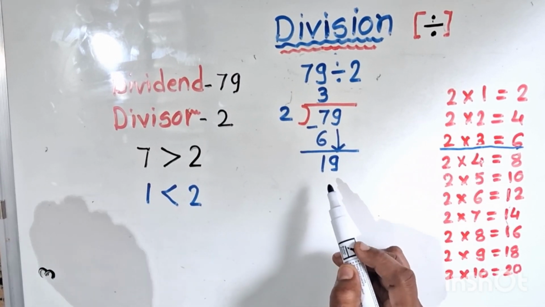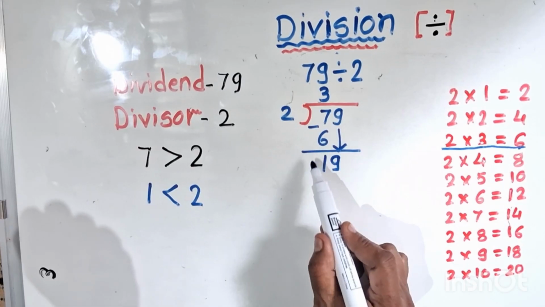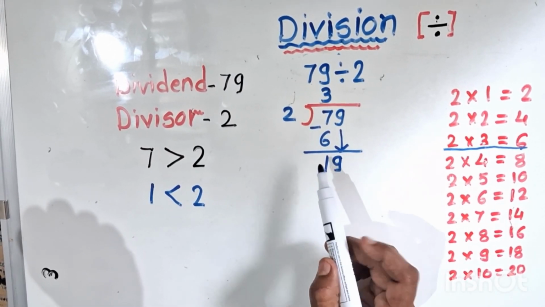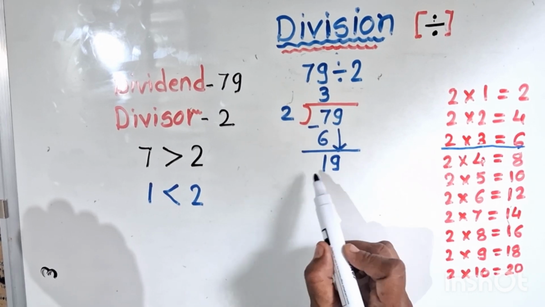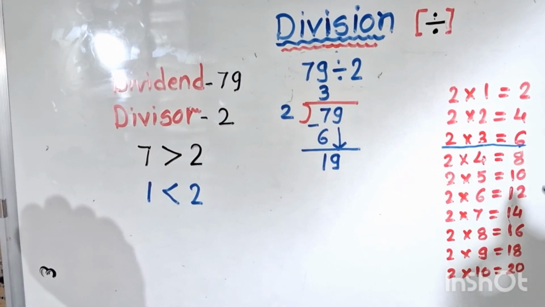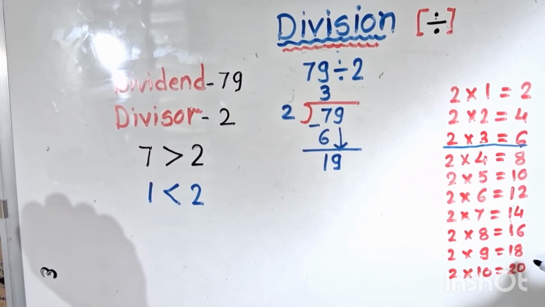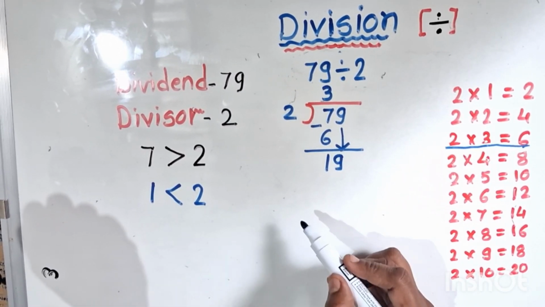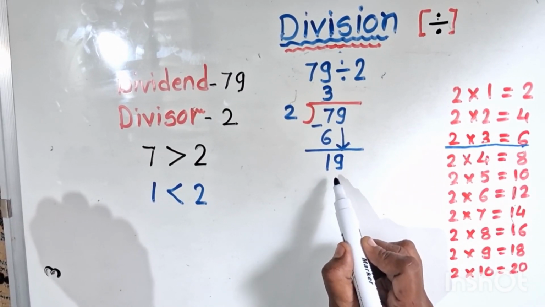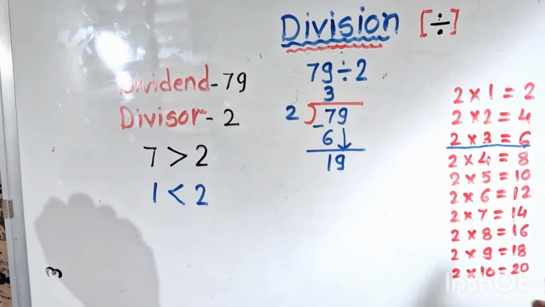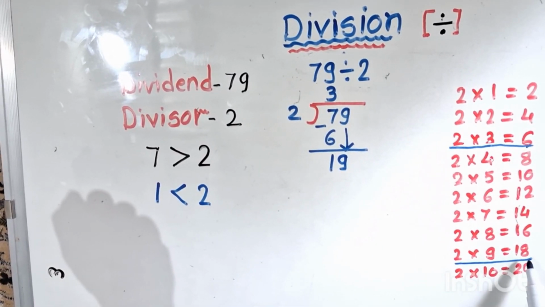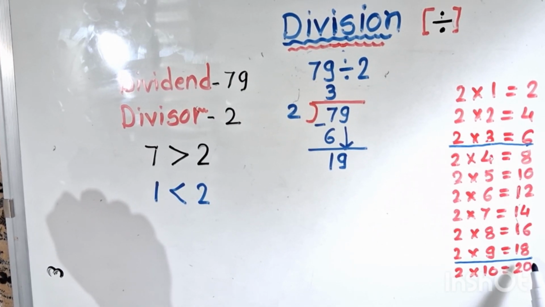Okay. Then what to do now? Now take whole 19 as a dividend. That means you have to divide that 19 by 2. Now, are we getting 19 in the table of 2? No. Then find such a number which is less than 19 and nearest to 19. That is 18. 2 nines are 18.